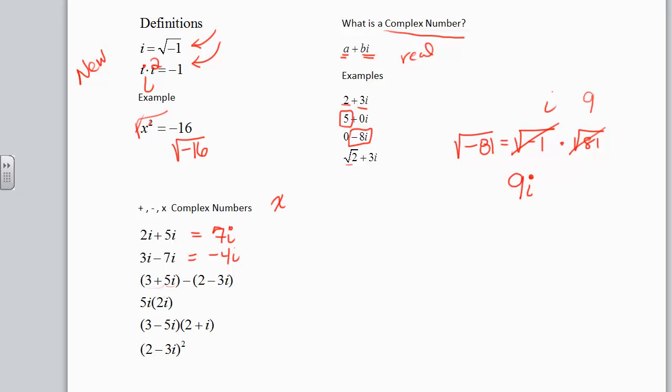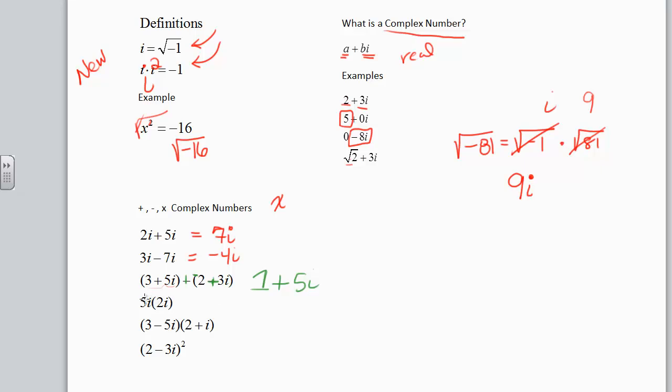When I'm subtracting, remember to go ahead and distribute this negative. That's one of our major issues that we see. So now we're doing 3 plus negative 2, 1. Ugly looking one. And then 5i plus positive 3i will get me to 8i. So that's sure enough how to add and subtract.